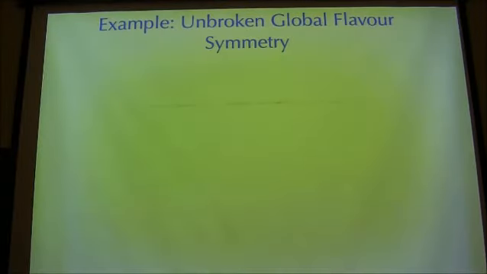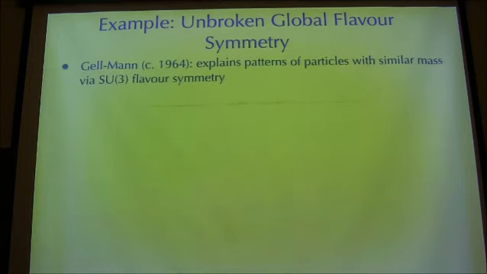So here's an example of an unbroken global flavor symmetry. This goes back to Gell-Mann in 1964, sort of the origins of the quark model. What was happening at that time was this explosion of discovery of new particles. There were so many being discovered that there was almost a crisis in a way. I mean, can all these things be fundamental? Or is there some classification scheme for all these particles? It was Gell-Mann who brought some order to this, essentially inventing the periodic table for the new particles being discovered.